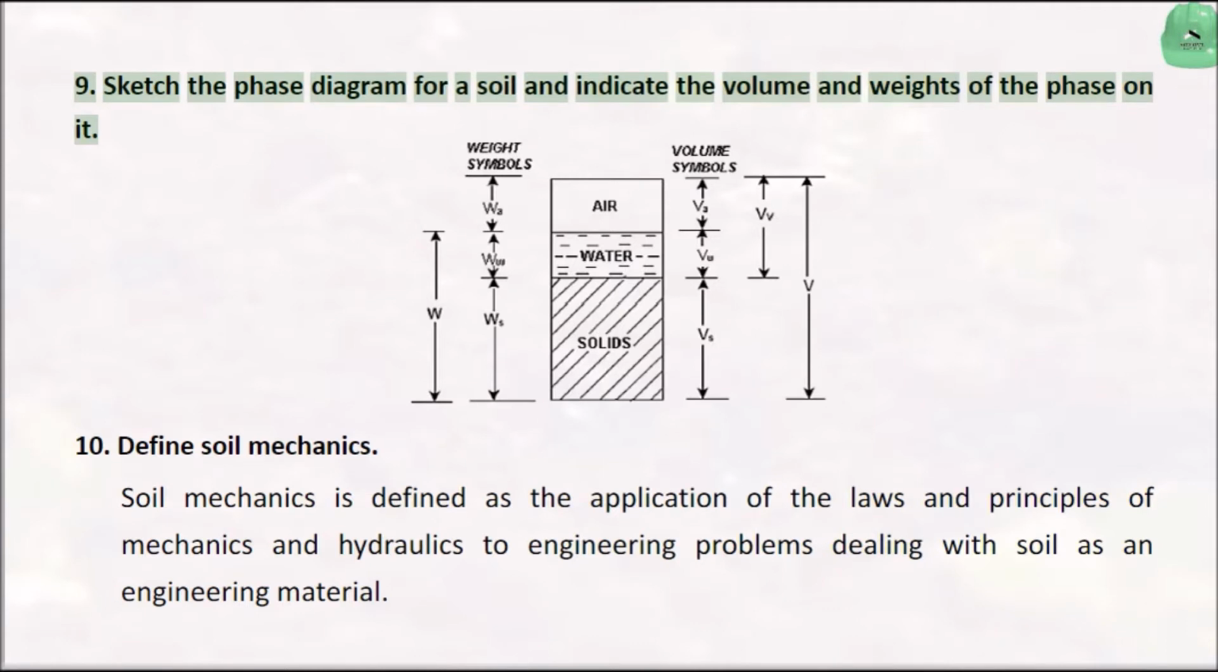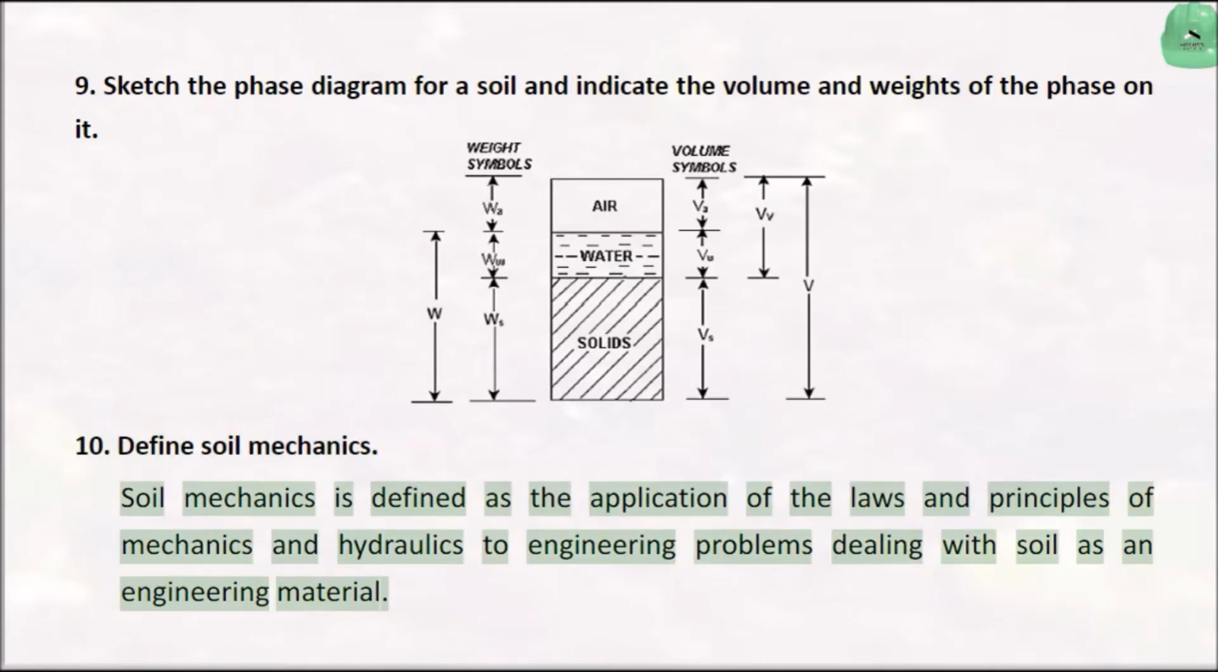9. Sketch the phase diagram for a soil and indicate the volume and weights of the phase on it. Define soil mechanics. Soil mechanics is defined as the application of the laws and principles of mechanics and hydraulics to engineering problems dealing with soil as an engineering material.